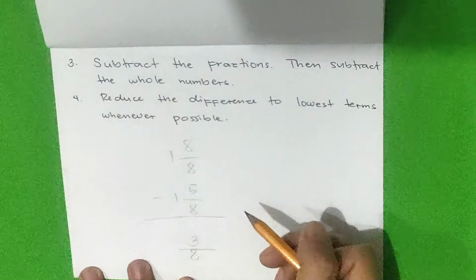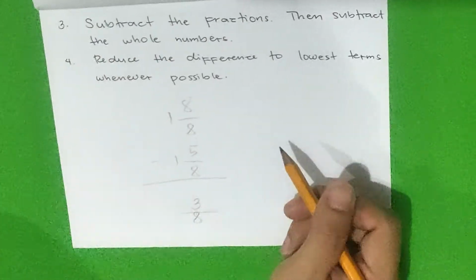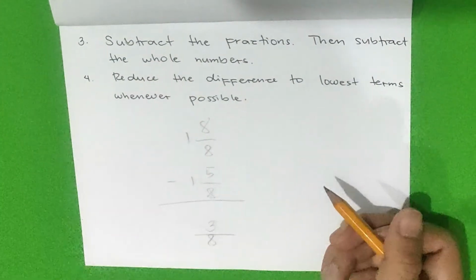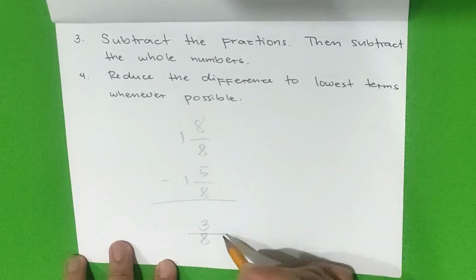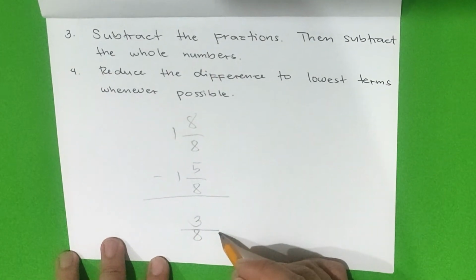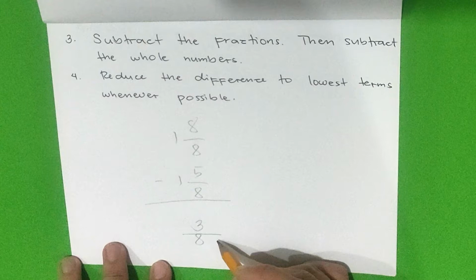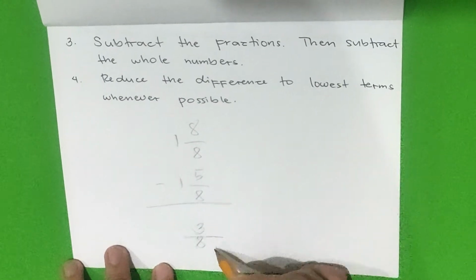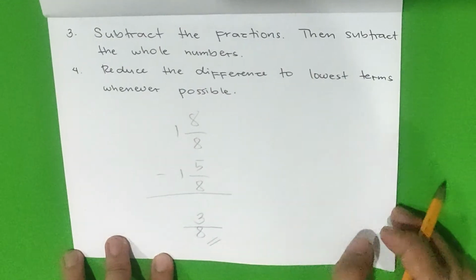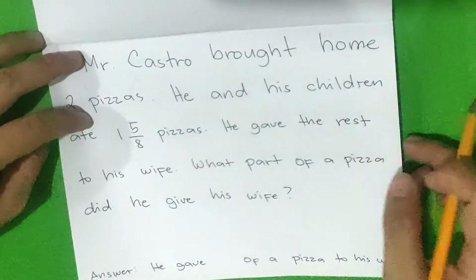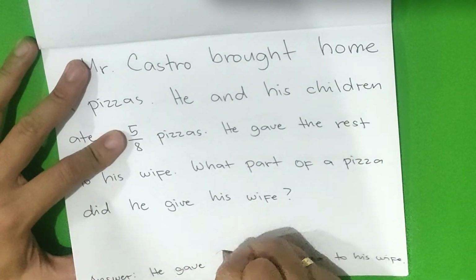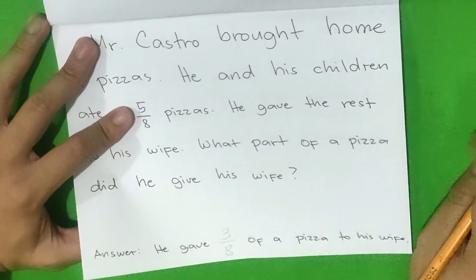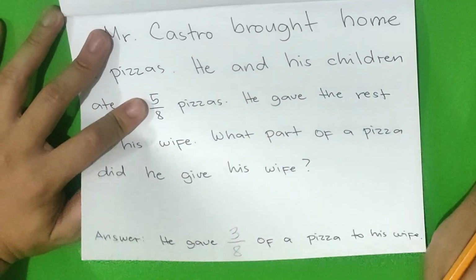And the last step is to reduce the difference to the lowest term whenever possible. So since our difference is at its lowest term, no need to reduce it anymore. So this is our final answer. So, he gave 3/8 of a pizza to his wife.